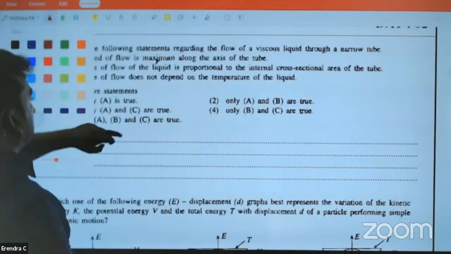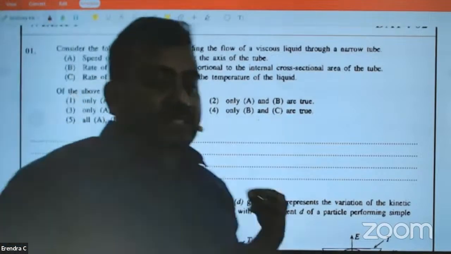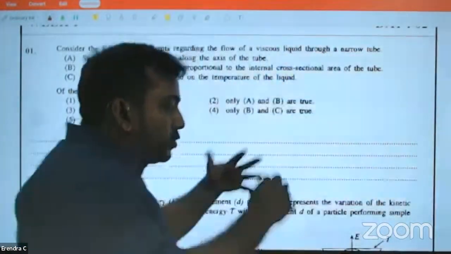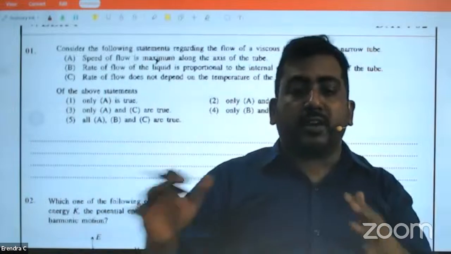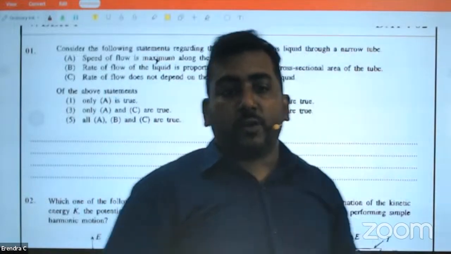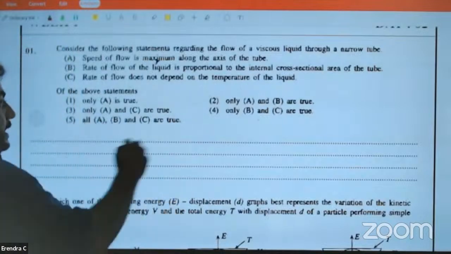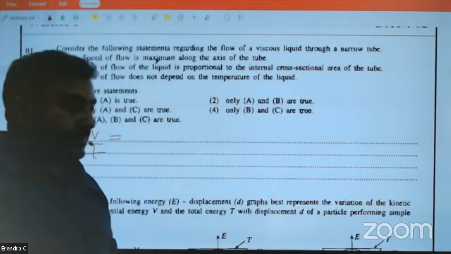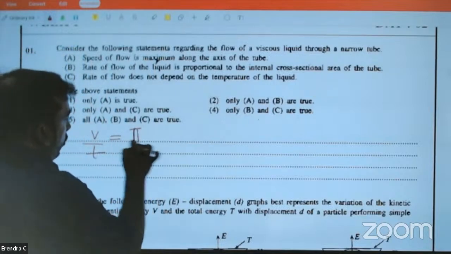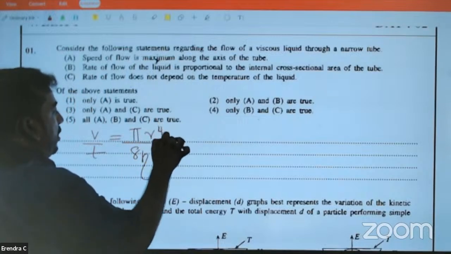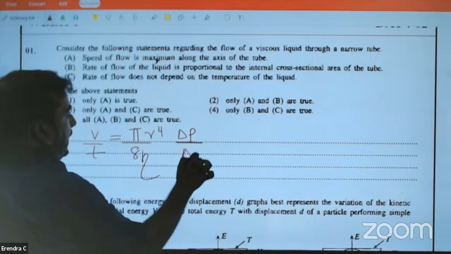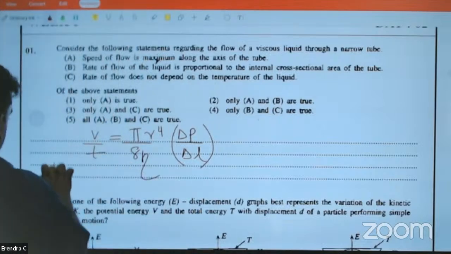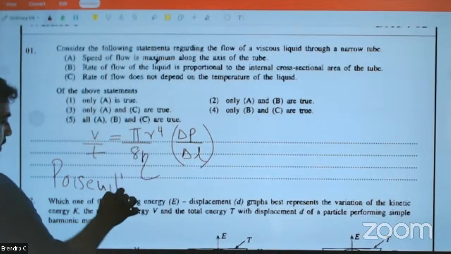Now, when it comes to viscous flow, we have to consider Poiseuille's equation. You can't consider normal fluid flow equations. Here, Poiseuille's equation is volume flow rate equal to pi over 8 eta, r to the power 4, delta P over delta L, the pressure gradient. This is called Poiseuille's equation.